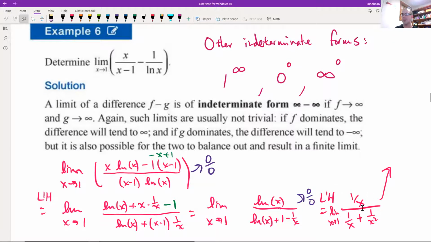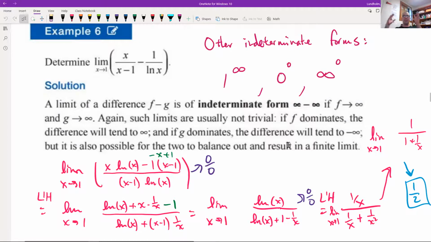If we just multiply top and bottom by x, we would get 1 on the top and 1 plus 1 over x on the bottom. And so now we can plug in 1 and get 1/2 as our answer. We did it.